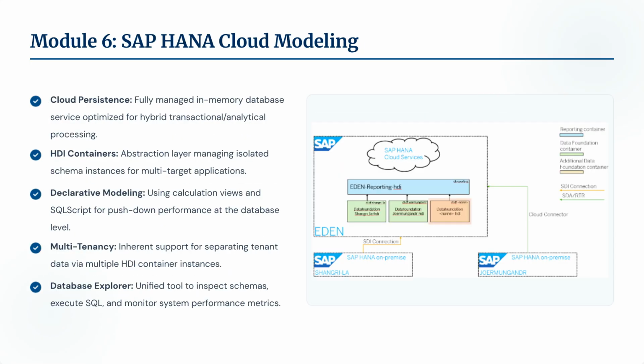Module 6 dives into SAP HANA Cloud Modeling. We cover cloud persistence, managing isolated schema instances via HDI containers, using calculation views and SQL script for performance, multi-tenancy, and using the Database Explorer.